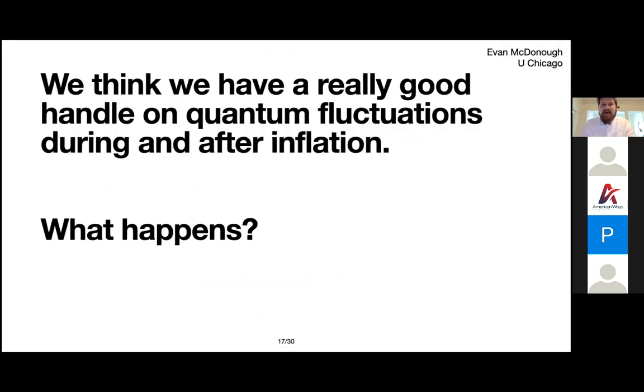Now we think that we have a really good handle on quantum fluctuations during and after inflation. So what happens to the gravitino fluctuations that are produced during inflation if, after the end of inflation, they go through this period where the sound speed is vanishing?